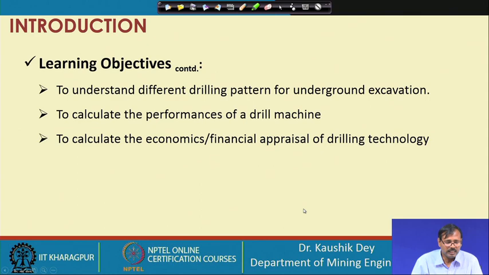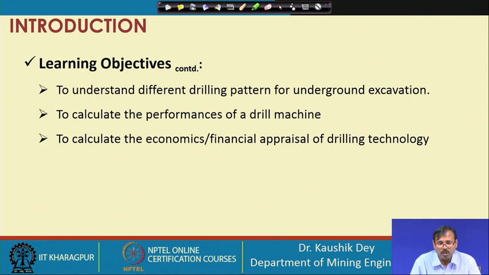Next is the important one, the economics or financial appraisal of the drilling technology. We are excavating rock for addressing some economic benefit. So this is our requirement. We are excavating the rock for some purpose, and that is why obviously this should be profit making. Our drilling technology should not be so costly that our total excavation cost becomes more than the return we achieve from that excavation. That is why the economics or financial appraisal of the drilling technology is very, very important.